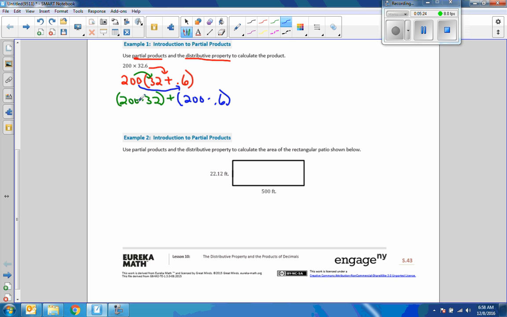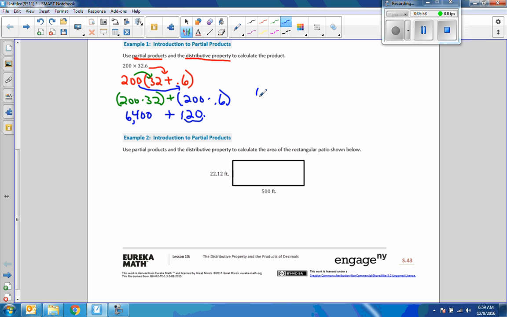So now if I multiply 200 times 32, we really just need to multiply the 2 times 32. 2 times 2 is 4. 2 times 3 is 6. And we have 2 zeros here, so that is 6,400. Plus 2 times 6 is 12, but that's a decimal, so we move the decimal 2 places from here. 1, 2. Because 200 times 0.6 is 120.